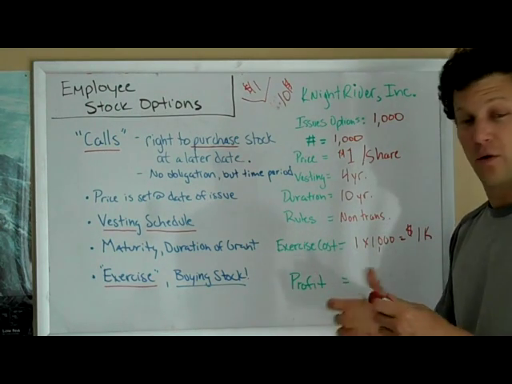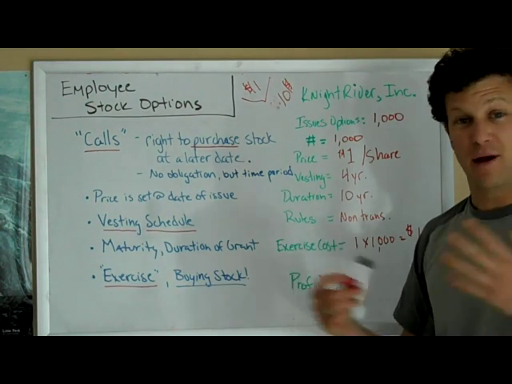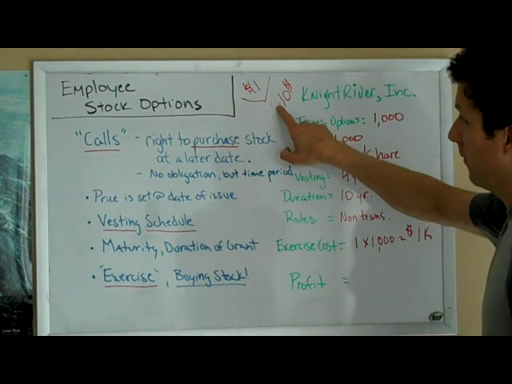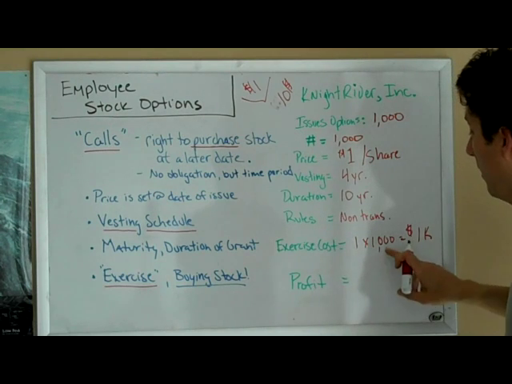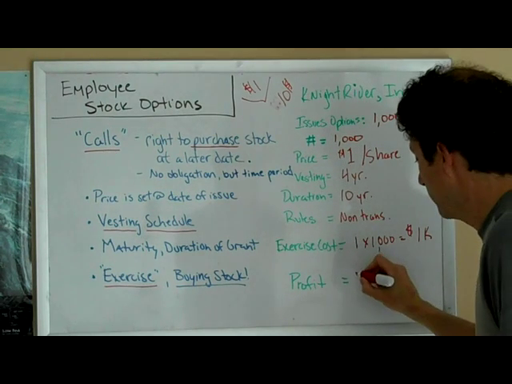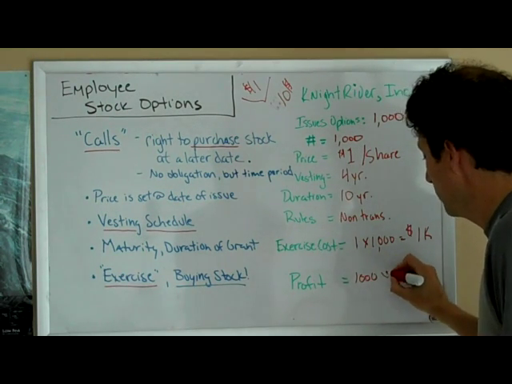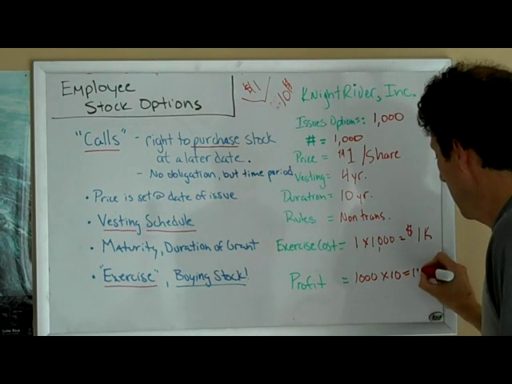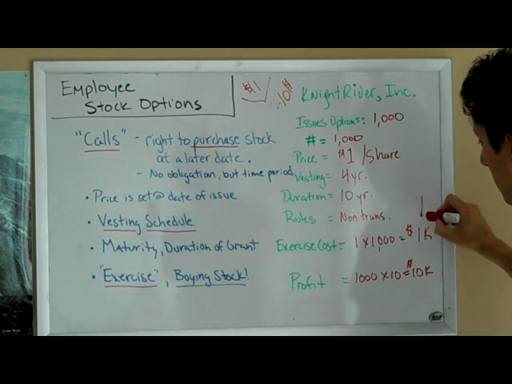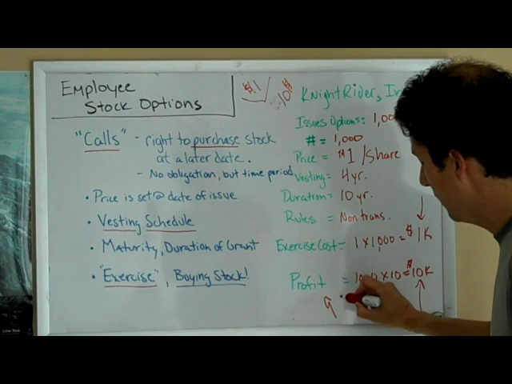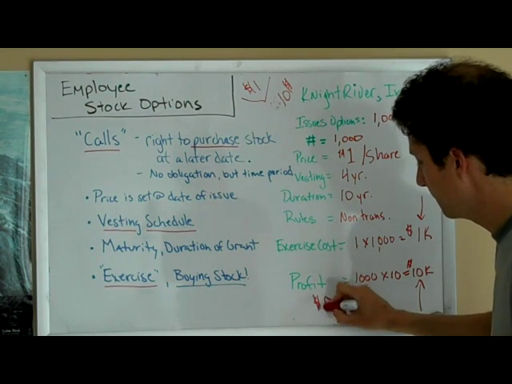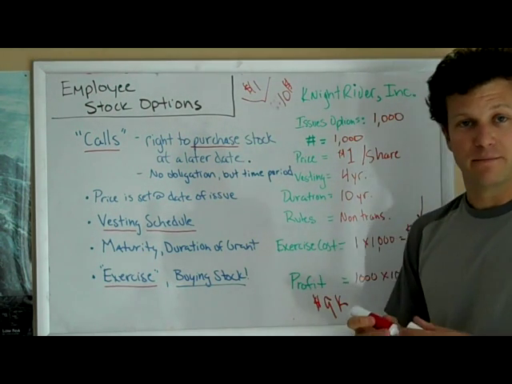And I'm immediately going to sell those shares because I want to make a profit. So remember, Knight Ridder Incorporated shares are worth $10 a share. So now I sell my 1,000 shares for $10 a share, and I have $10,000. That's great. I paid the company $1,000. I end up with $10,000. I have a profit of $9,000. That's a great outcome for options.